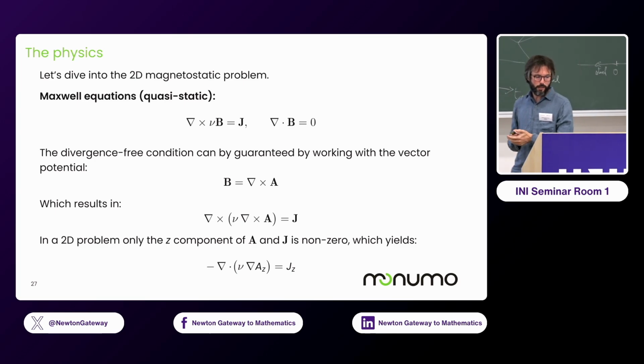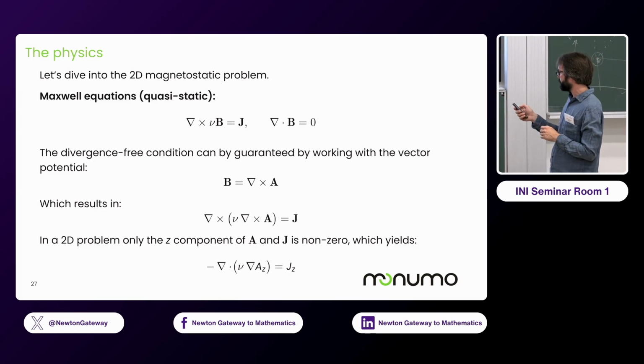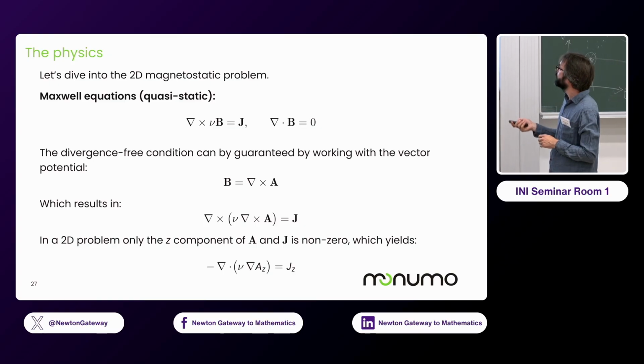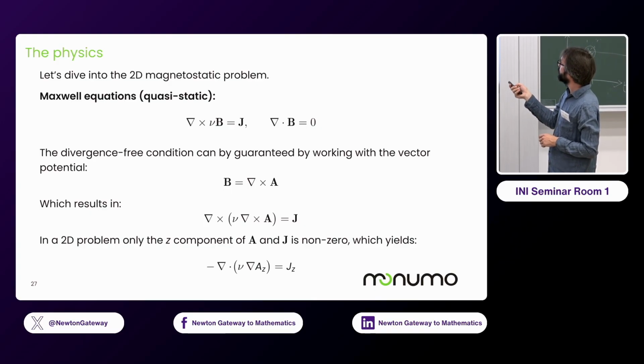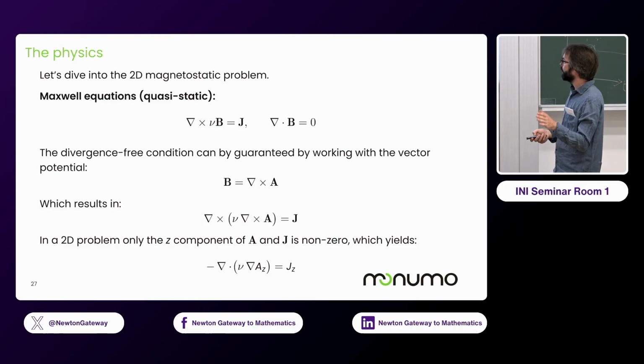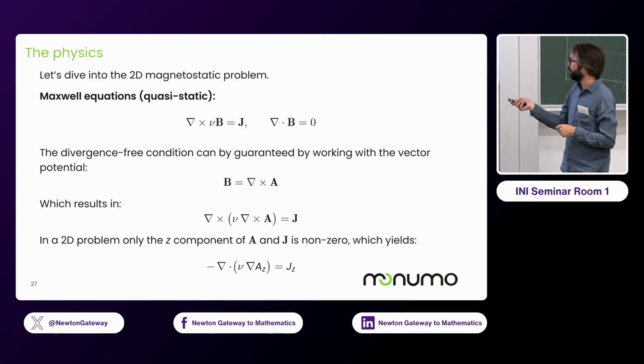So let's rapidly talk about the physics, just because I need some of these concepts later on. We have a 2D magnetostatic problem. If you look at the two Maxwell equations we care about, the fact that B is divergence free can be guaranteed just by working with the magnetic vector potential A. So we say B is the curl of A, and A is the quantity we are going to solve for. So we end up with just one equation, and since we are in 2D, the first two components of A and J are going to be zero, and we end up with this equation.